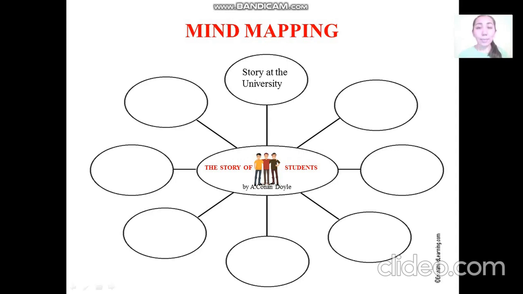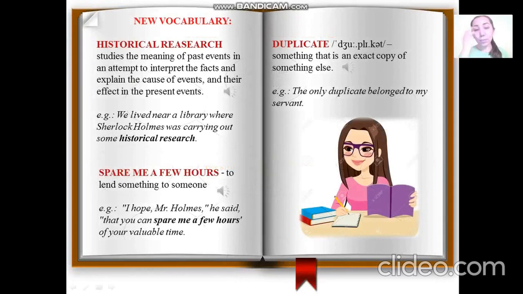After writing all of the ideas, now we have some kind of ideas about the story. If you have done, let's do the next task. Of course, in the text there are going to be some new words, some new vocabulary. So before reading it, let's learn them.